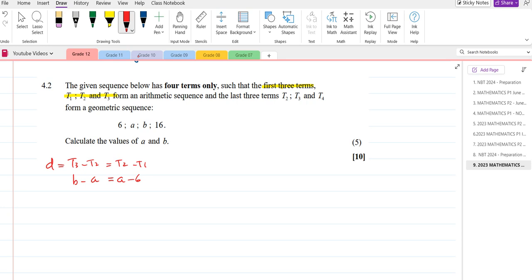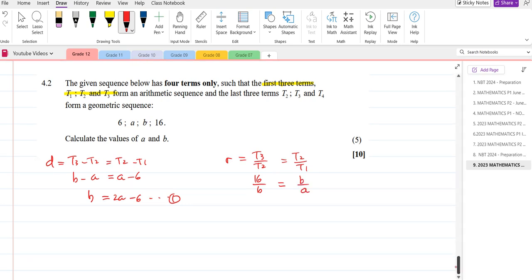So we can simplify this. We can say b is equal to 2a minus 6. So I have equation 1. Remember there are 2 unknowns, so you need 2 equations. Next one, and the last 3 terms form a geometric sequence. What's the property of a geometric sequence? Common ratio. So term 3 divided by term 2 is equal to term 2 divided by term 1. Term 3 is 16, so 16 divided by b is equal to b divided by a.